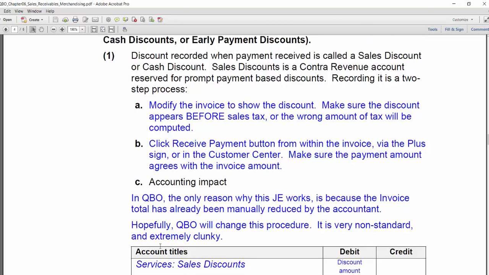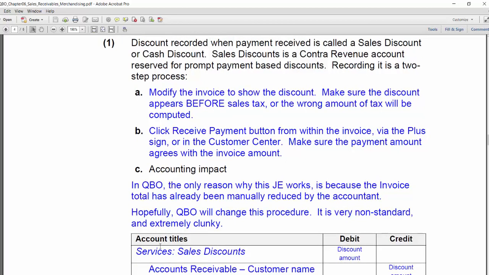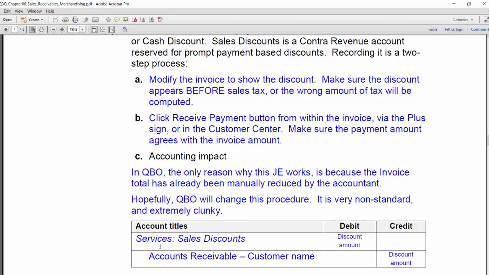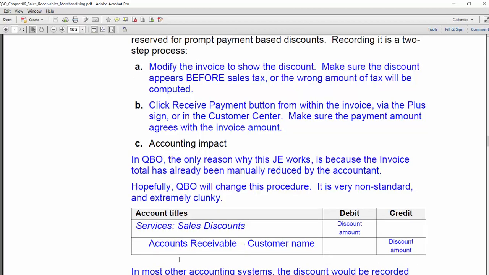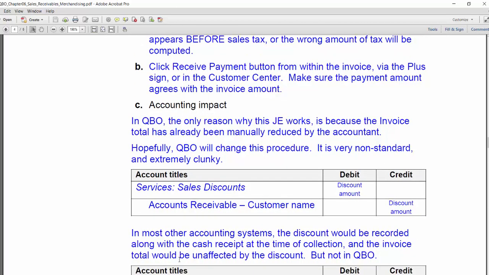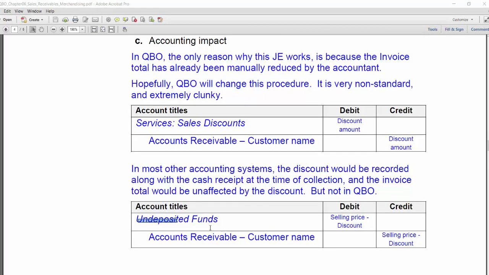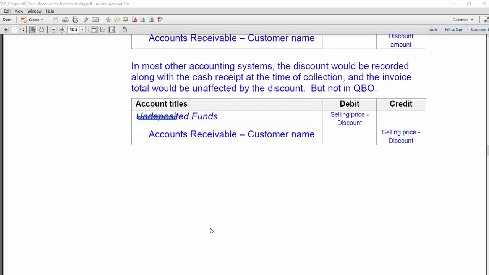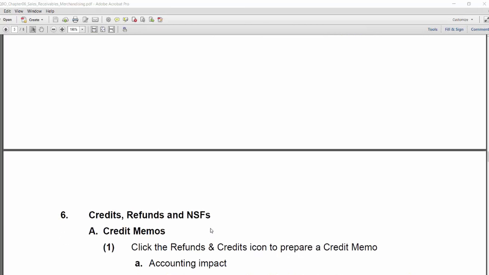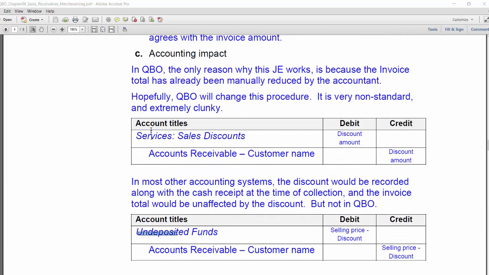So if we do a sales discount, the impact of that is this: to reduce revenue by a debit and to reduce accounts receivable by a credit. And when we do the actual collection, normally you would have the undeposited funds along with the sales discount on the same side. However, because we've adjusted the invoice already, there is no sales discount showing in our journal entry. So expect either one of these on an exam, for example.